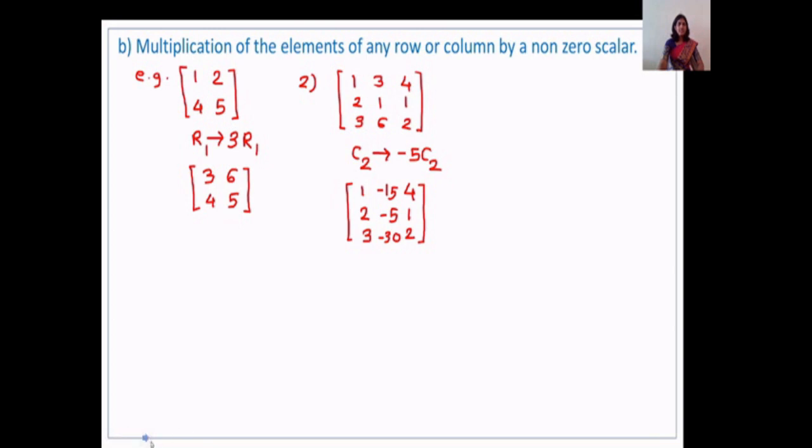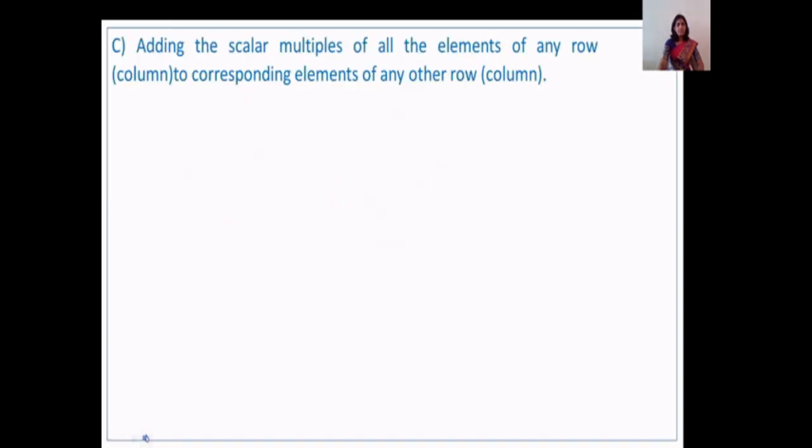Next slide. Third transformation, that is adding scalar multiples. Adding the scalar multiples of all the elements of any row or column to the corresponding elements of any other row or column.